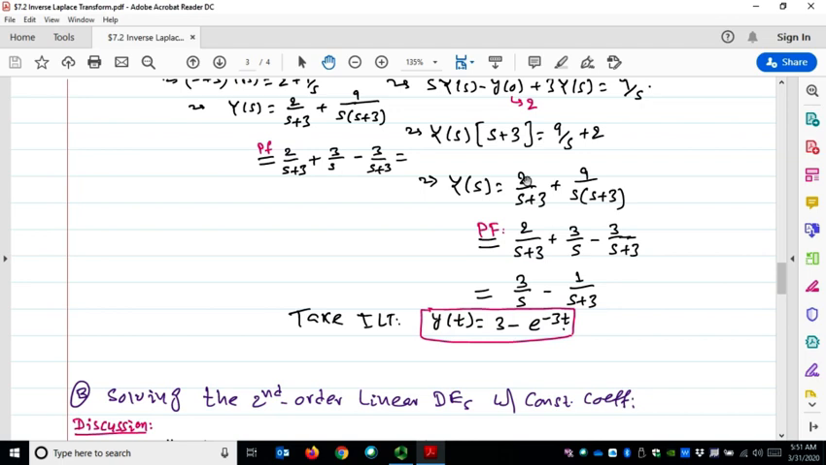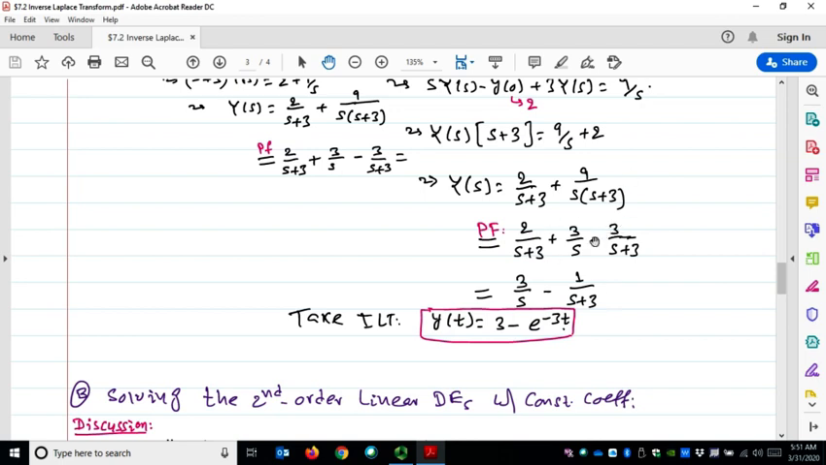The first term you don't need to do anything with, 2 over s plus 3. And the second becomes 9 over s times s plus 3 equals a over s plus b over s plus 3, because both of these are linear factors, so we just use constants a and b. It happens to be that a is 3 and b is negative 3, just by observation. You can check quickly.